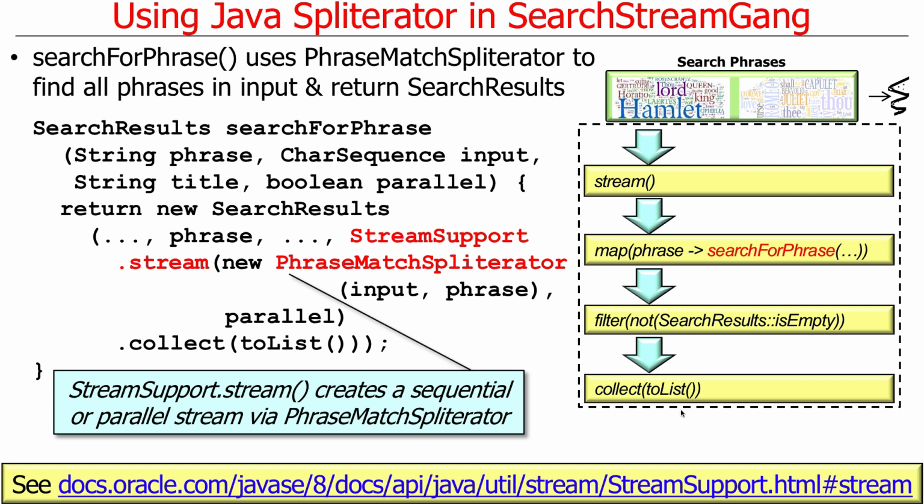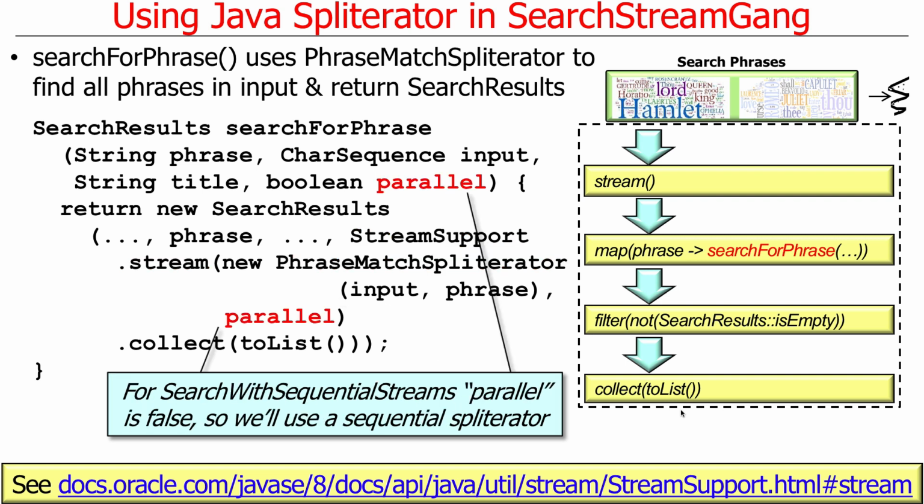And then this stream that comes back will be collected into a list, and that'll be tucked in as the final parameter in the search results object. So search results will end up with the input, the phrase, the title, and a list of any places where matches occur.